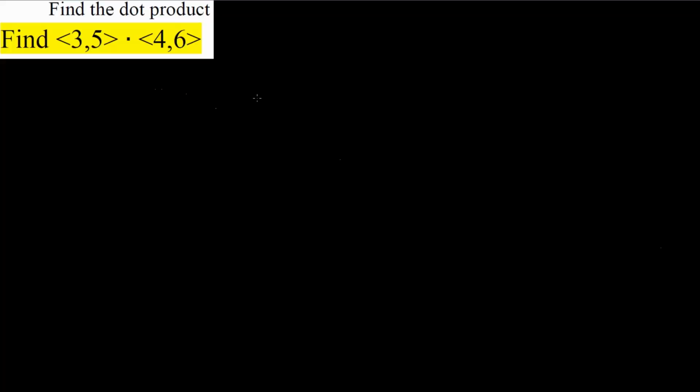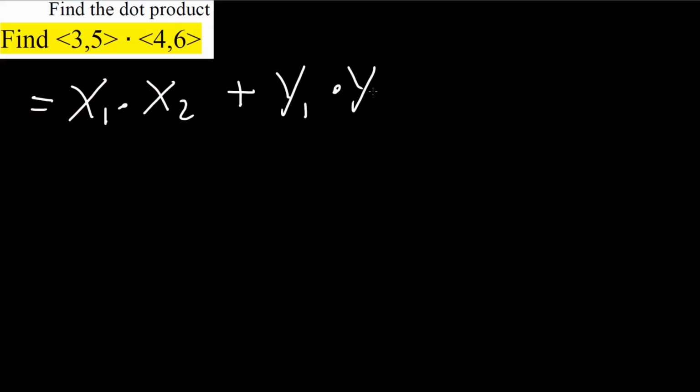We want to find the dot product. So it will be this term times this plus this term times this. So essentially x1 times x2 plus y1 times y2. So let me write this down. It will be x1 times x2 plus y1 times y2.